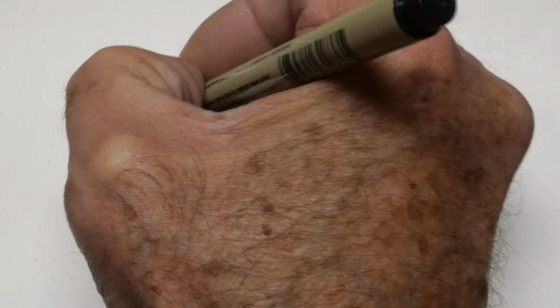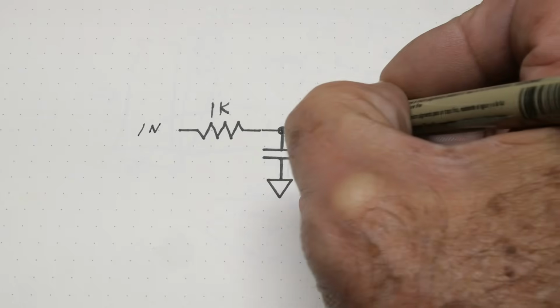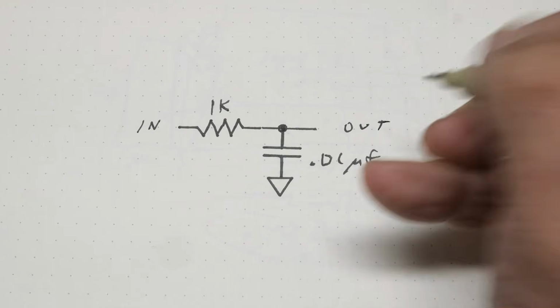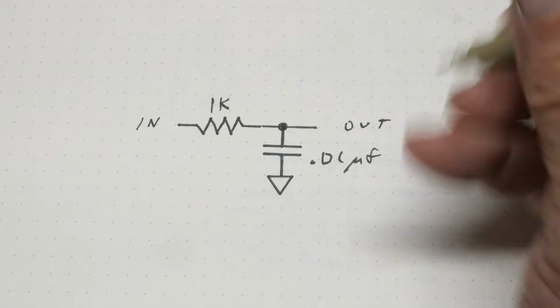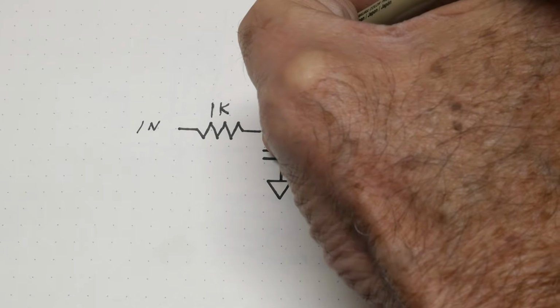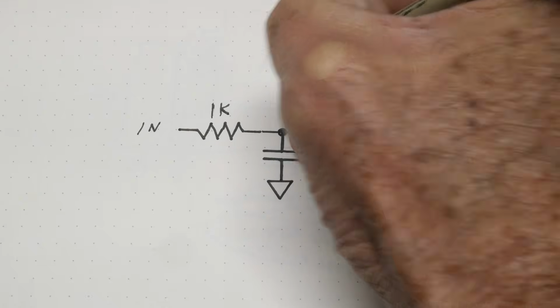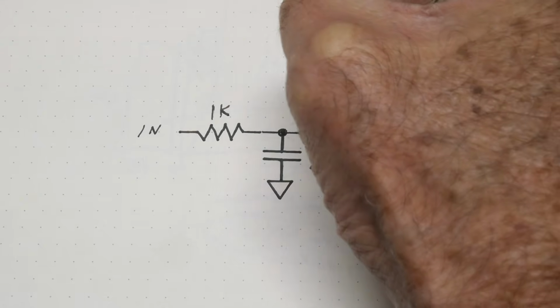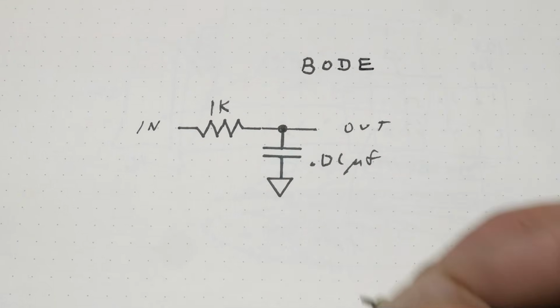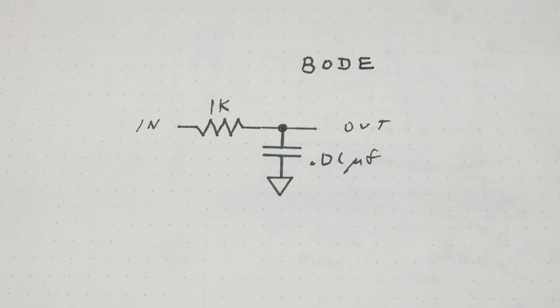So we're going to have input and we're going to have output, and we're going to measure this thing. We're going to measure what's called a Bode plot. No, it's not Bode. It's actually pronounced Bode. Look it up. Bode plot. And Mr. Bode came up with this.